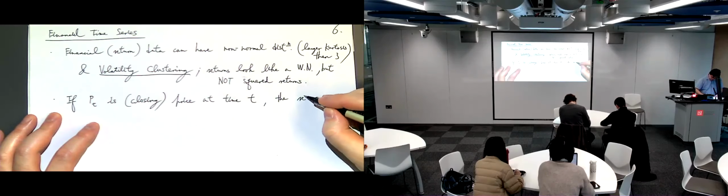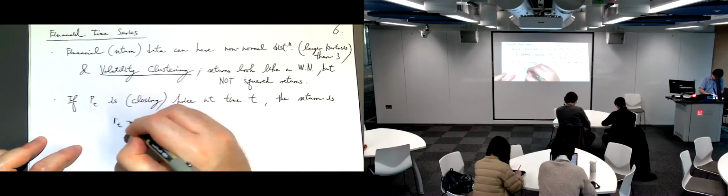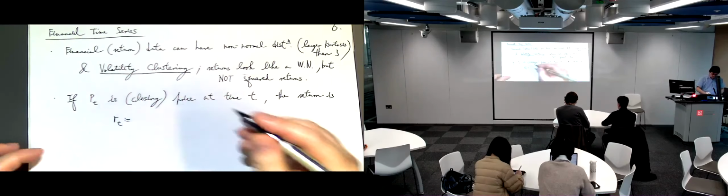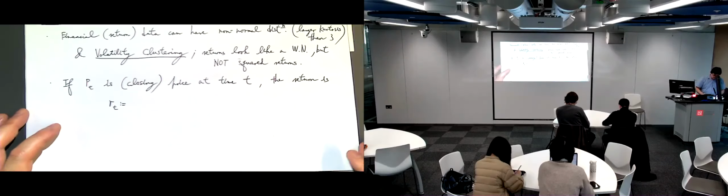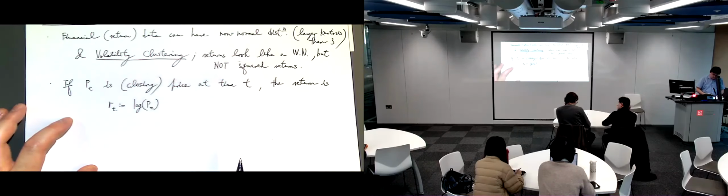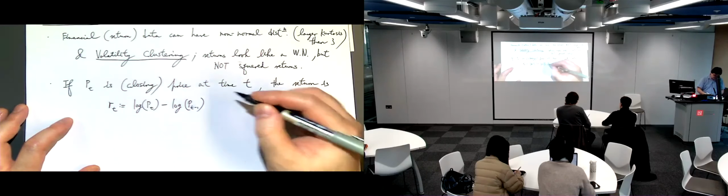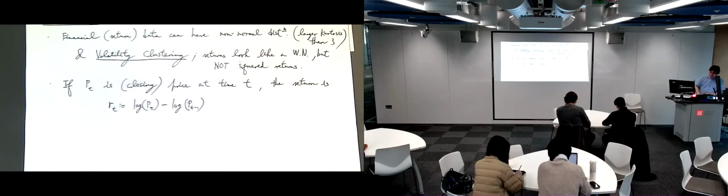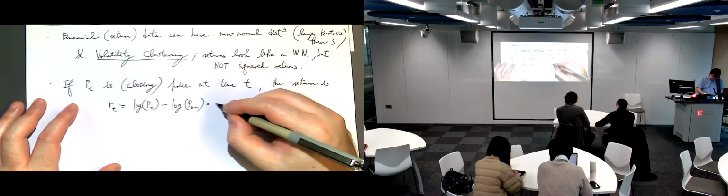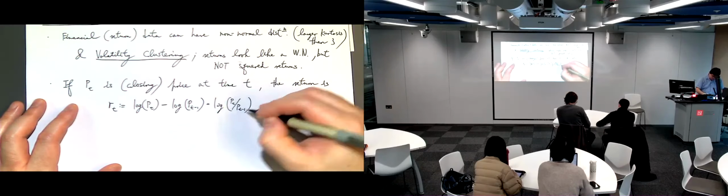The return is then Rt, which people define not as the usual return but as the log return. So it's the log of the price today minus the log of the price yesterday. In the house price data, I used log return: I take the log of the price and then take the difference of the log price. That is the log return. This is exactly equal to log of Pt divided by Pt minus 1.